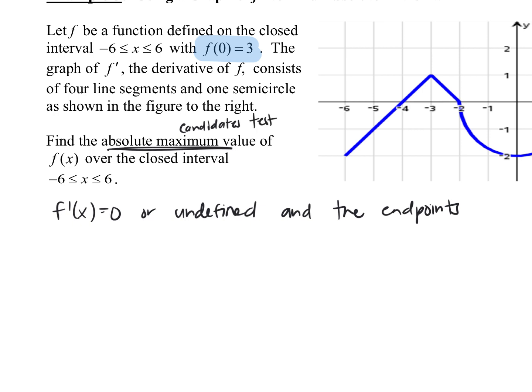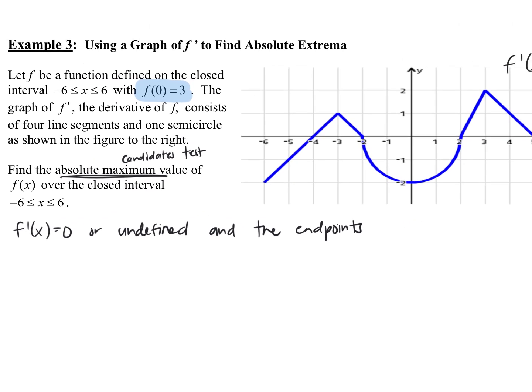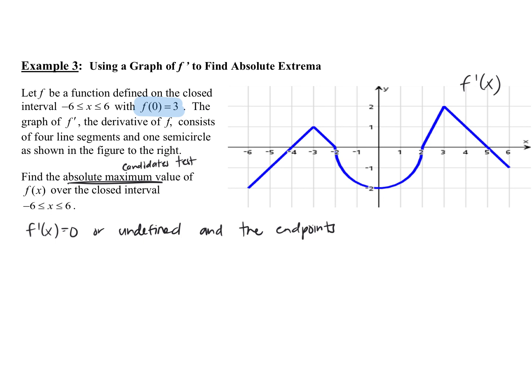Okay, finding the absolute maximum is technically using the candidates test. And the candidates test says we have to find when the derivative is 0 or undefined, and then we also have to test the endpoints. And we're trying to figure out where is the maximum value at on those points. Okay, so it's equal to 0 or it's undefined at what x values? If this is my derivative graph, where is it equal to 0? -4, -2, 2. Nice. 5. That's exactly right. Those are all my values of where it is equal to 0 or undefined.